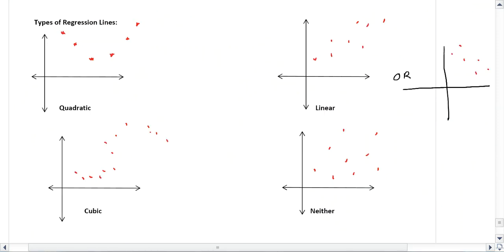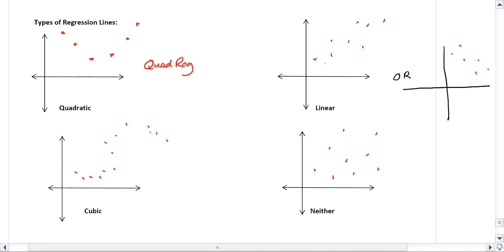Okay, just a quick review of the types of regression lines that are on your calculator. If you type your scatter plot in and it looks like it's in the shape of a parabola, this is a quadratic regression line, and your calc calls that a quad reg.